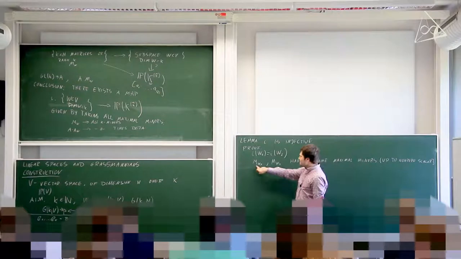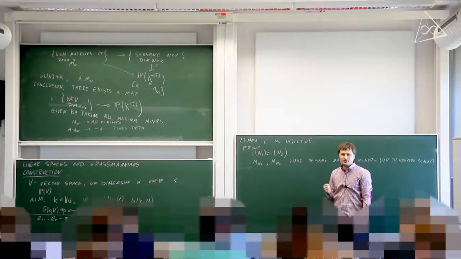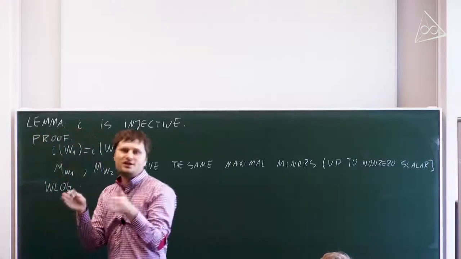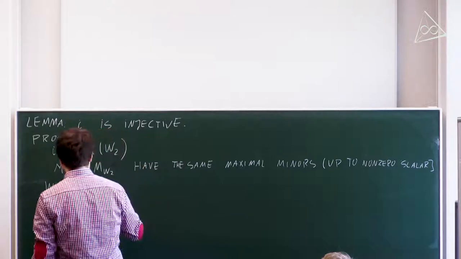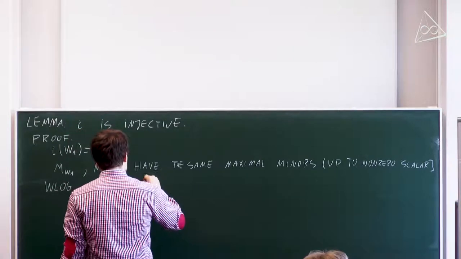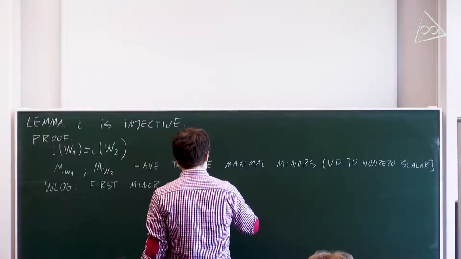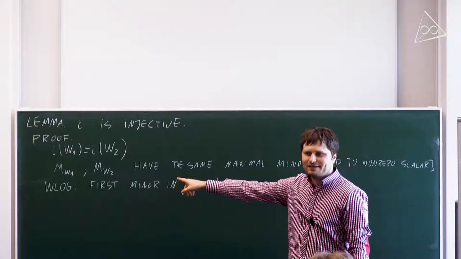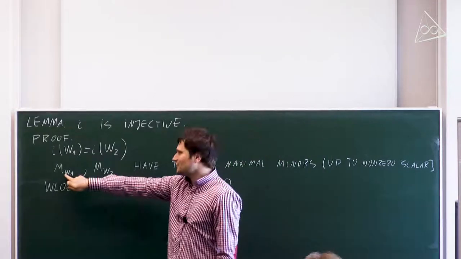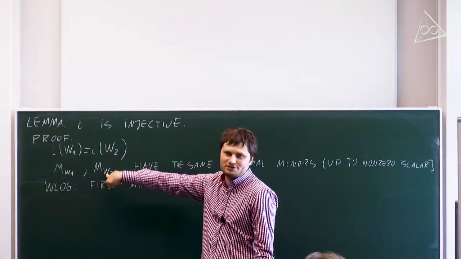Okay, so remember that these are full rank matrices. So it means that there exists a minor that is non-zero. So without loss of generality, let's say that the first minor is non-zero. Is it clear what I mean by first? I mean the one coming from columns 1 up to k. If the first minor here is non-zero, we also know that the first minor here is non-zero because they differ by multiplication by a non-zero scalar.